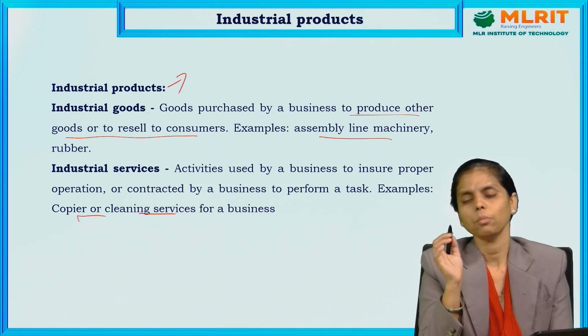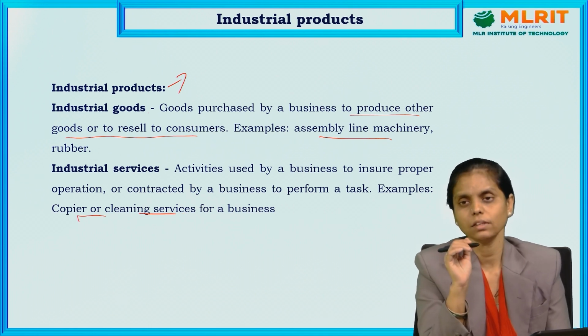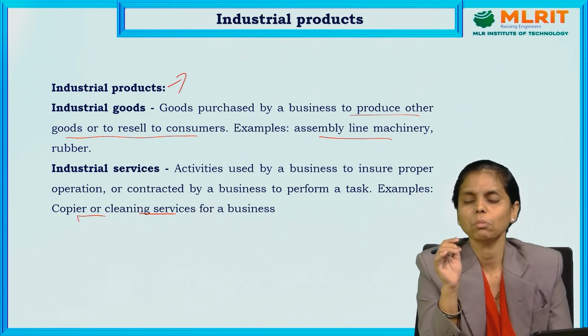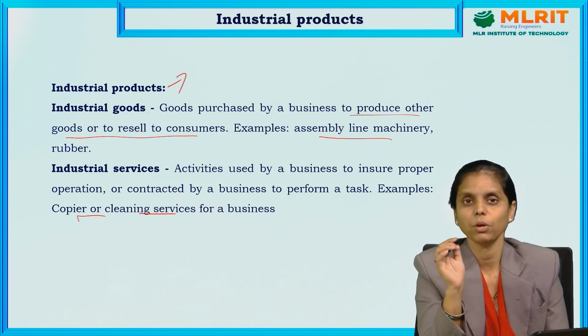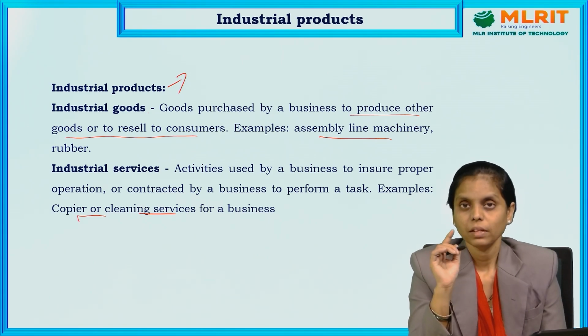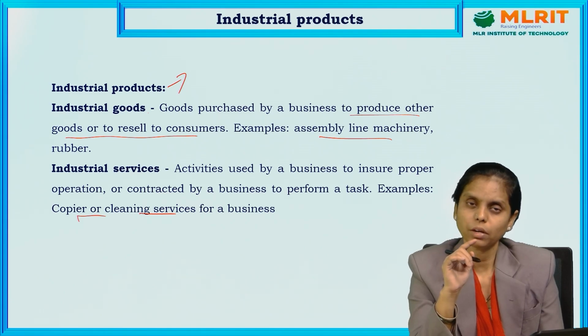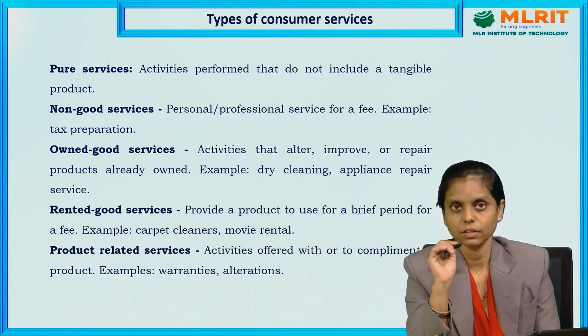There are certain companies that also use industrial services so that the maintenance of the machines can be done effectively and they can be operated in a proper way. This is industrial products, industrial goods and industrial services.